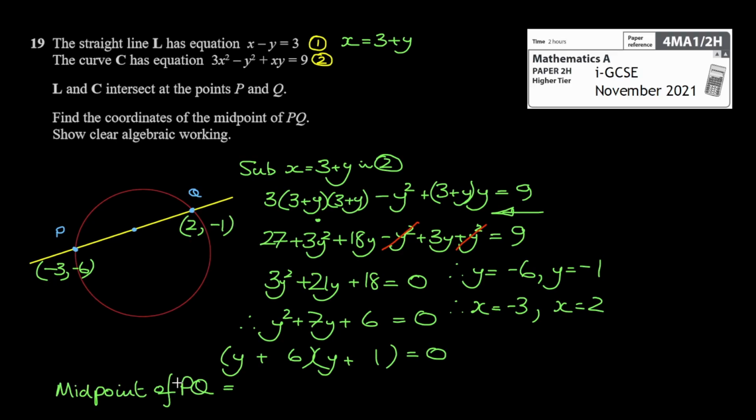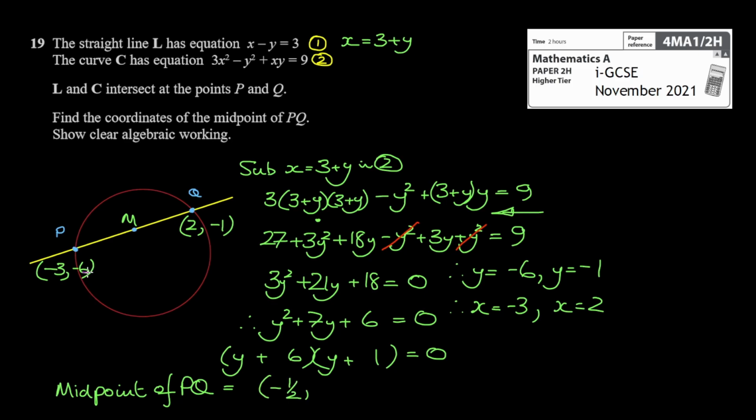So the midpoint of PQ, let's just look at the x journey. Again, this may not make any coordinate sense at all, but the x journey goes from negative 3 up to 2. So that's a journey of 5. But we only want a halfway journey. So this will be adding 2.5 to the lowest coordinate. So this is going to be negative a half.